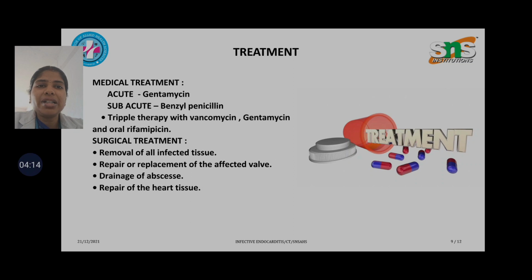Surgical treatment involves removal of all the infected tissue, repair or replacement of the infected valve, drainage of abscess and repair of heart tissue. Excision of the infected valve means the native infected valve is removed, and a prosthetic valve is placed instead. So repair and replacement of the affected valve means the infected valve is cut out or replaced. Drainage of abscess and repair of heart tissues are done.